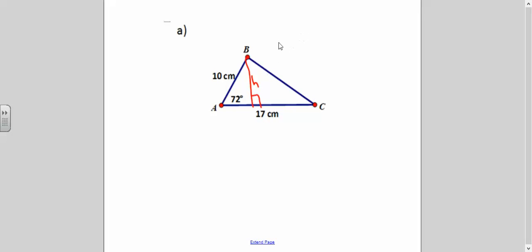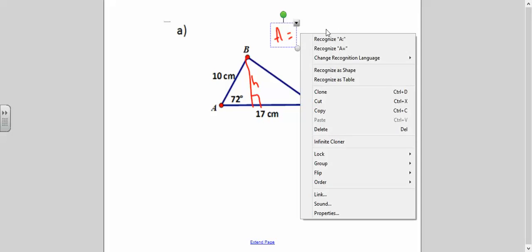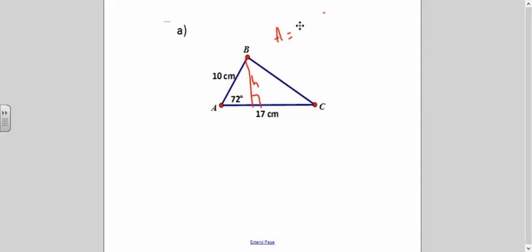So the area, again, equals 1/2 the base times the height. And in this case, our base is going to be AC, which is 17. Sorry, I'm using a new stylus pen here, and it's not being nice to me. All right. So we don't know our H, so we're going to use our trig to find our H.